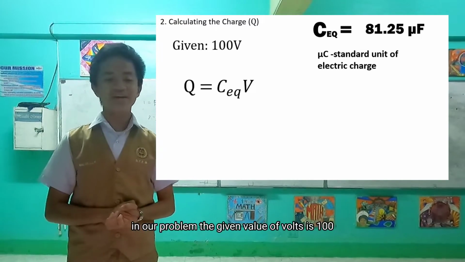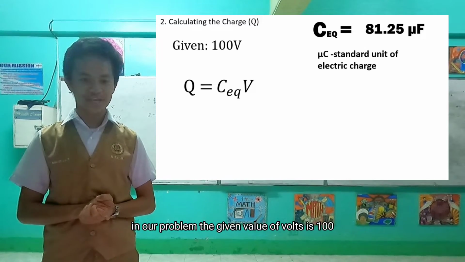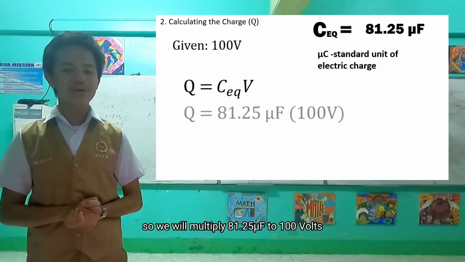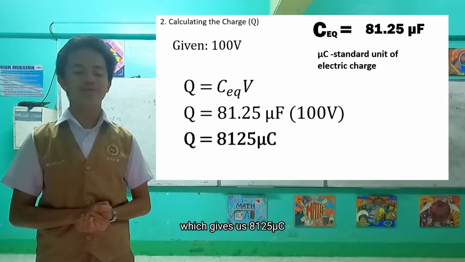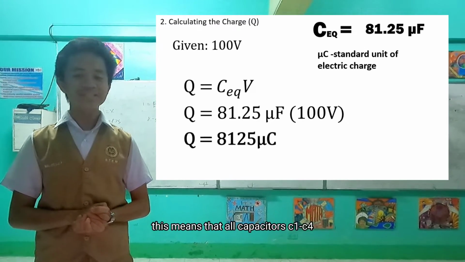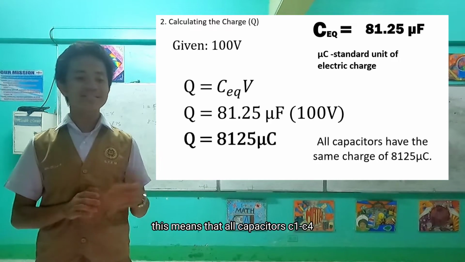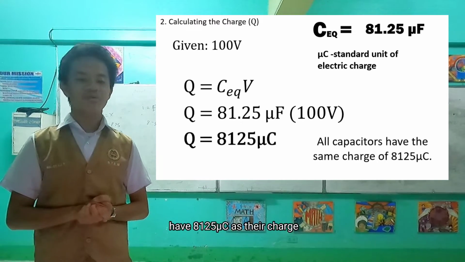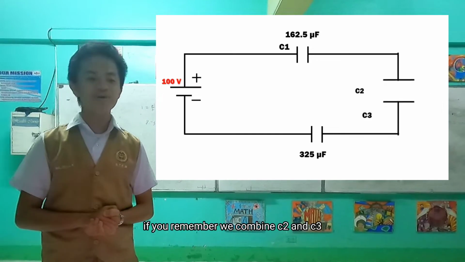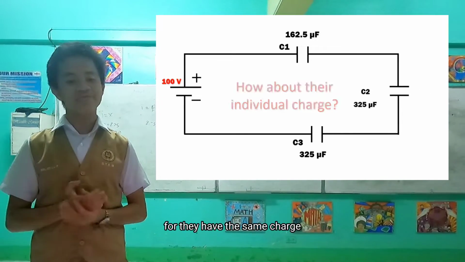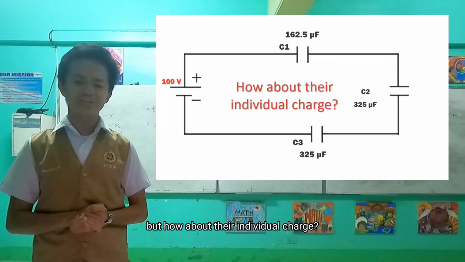In our problem, the given value of volts is 100. So, we will multiply 81.25 microfarads by 100 volts, which gives us 8,125 microcoulombs. This means that all capacitors C1 to C4 have 8,125 microcoulombs as their charge. If you remember, we combined C2 and C3 for they have the same charge. But how about their individual charge?